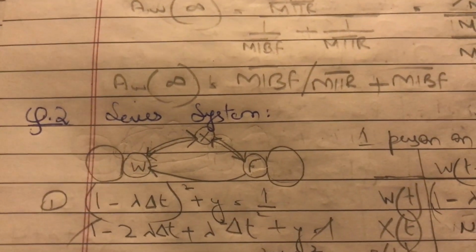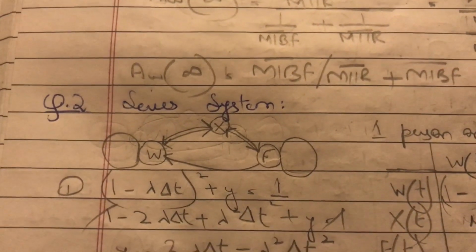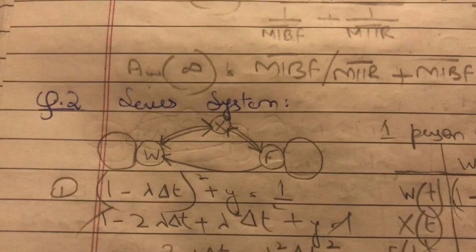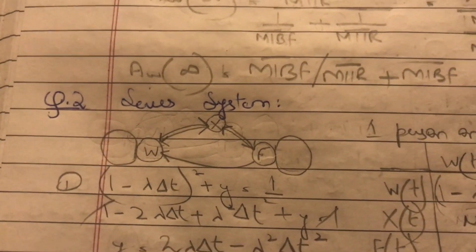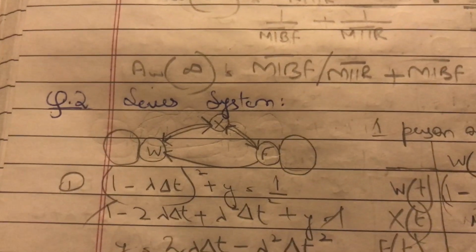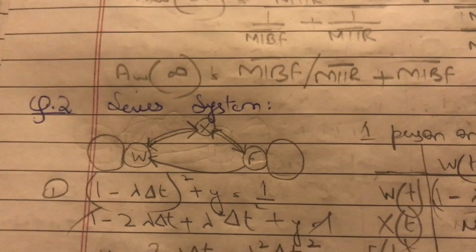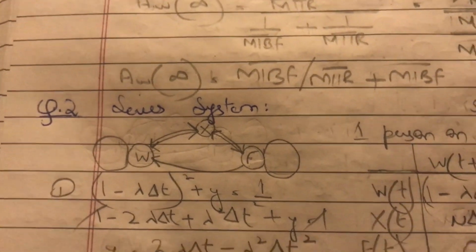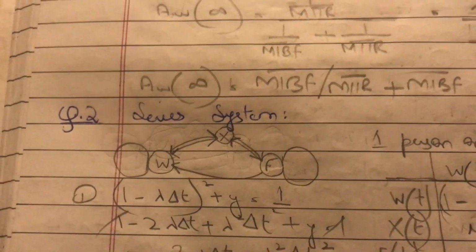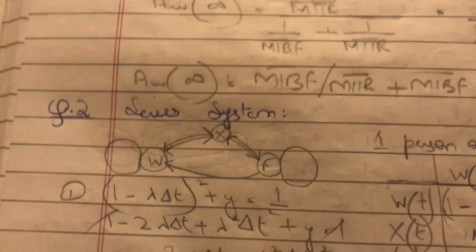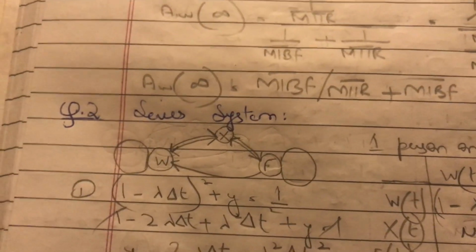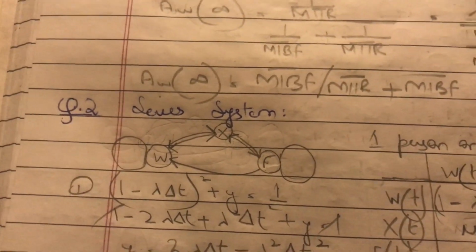In my last video, I explained what availability is, and all about Markov diagrams and Markov chains, how to draw the chain and how to draw the table. So we have discussed the starting things.